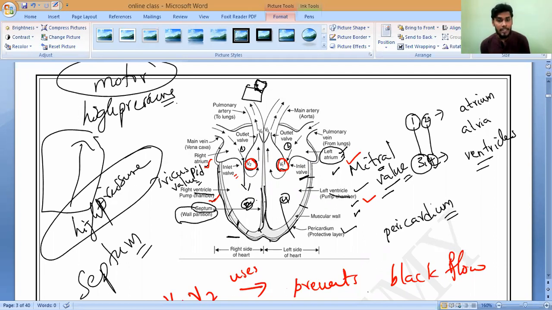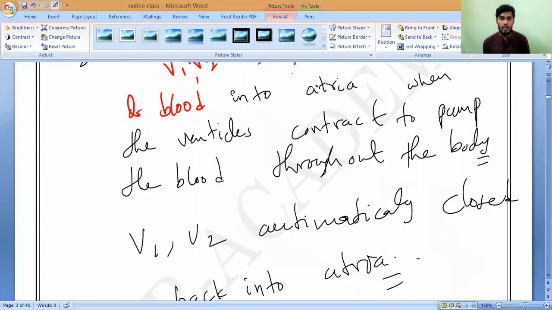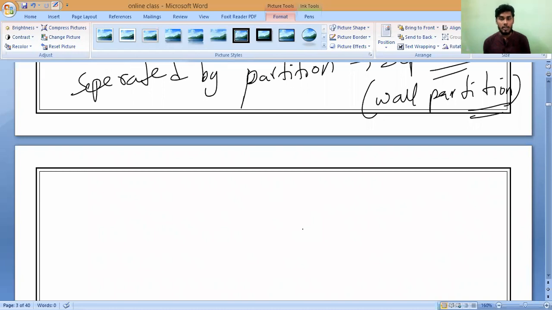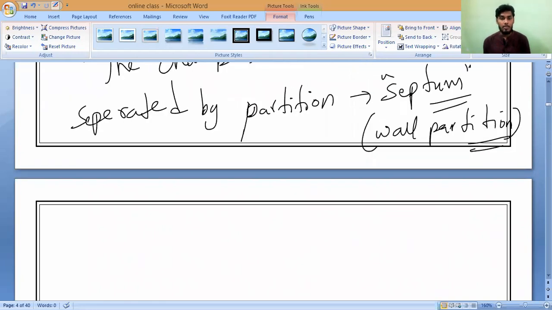In the same way, the right atrium and right ventricle are connected with what? Tricuspid valve. Remember, mitral valve, tricuspid valve. Is it okay? Yes or no? Note down the names. Next, V3 and V4, when the situation comes, I will say. So this is what it is. Till here, any doubt, anybody, please ask me.